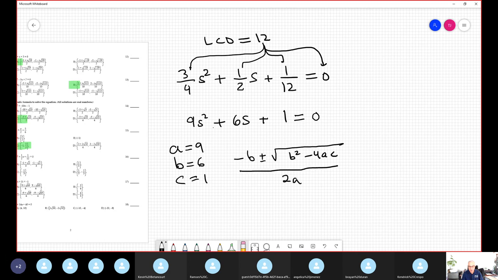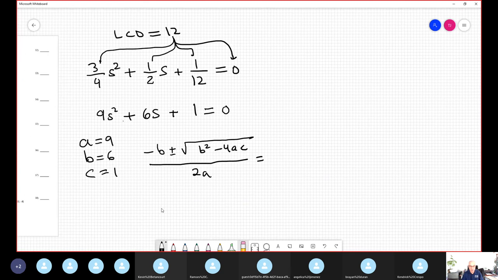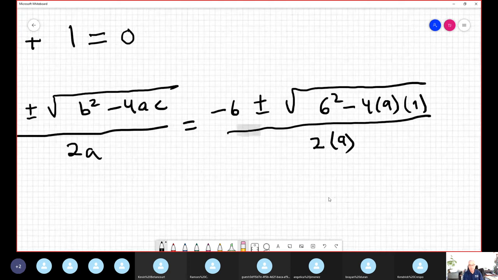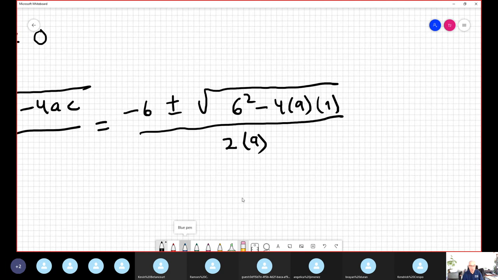In our specific example, B is 6, so it's minus 6 because the formula has a minus. Minus 6 plus or minus the square root of 6 squared, minus 4 multiplied by 9, which is A, multiplied by 1, which is C, divided by 2 times 9. Okay, now we focus on the expression inside the radical. In my opinion it is the most important moment, computing that part. Be careful with the sign.